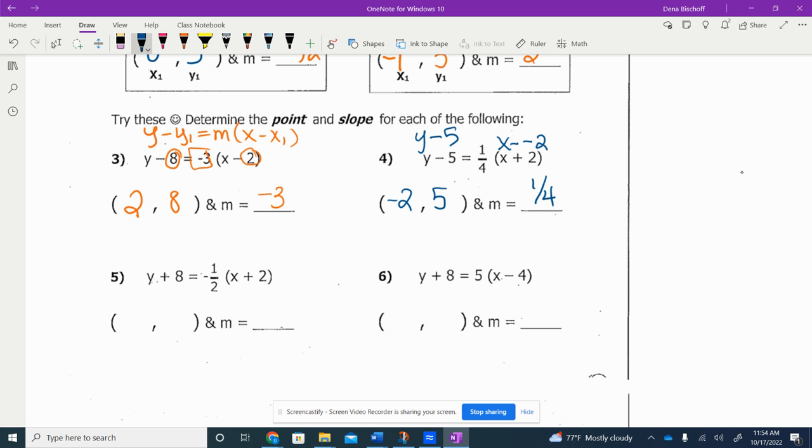Thank you, sir. Kellen, example number 5. What's the ordered pair from that equation? Awesome. -2, -8. And Kane, what is the slope from that equation? -1/2. All right. Gavin Harper, what is the ordered pair from the equation in number 6? Awesome. 4, -8. And what is the slope, Aiden, from number 6? Good job. Does that make sense? Are you getting better with that?